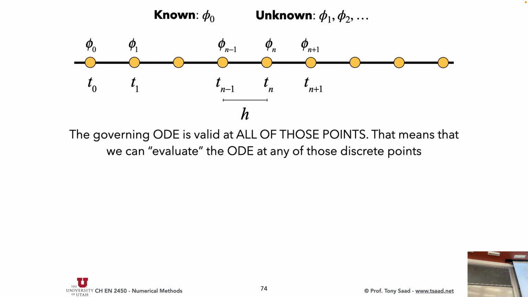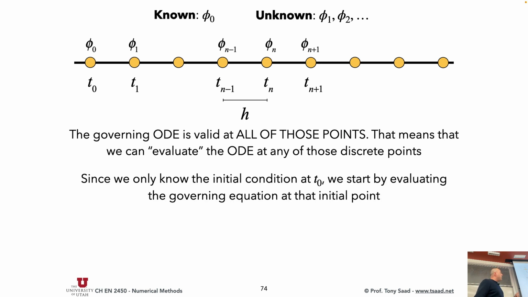Now, here's an important statement, and you should agree with this. I hope you do. The governing ODE is valid at all of those points. Agreed? There's no reason for it not to be valid. This is a physical time domain. That ODE represents a physical process. So that ODE is valid. If we take that ODE and apply it at T1 and apply it at Tn or Tend, it is going to be valid. That ODE, we want to satisfy that ODE. It is valid there. We can apply it there. So that means that we can evaluate the ODE at any one of those discrete points.